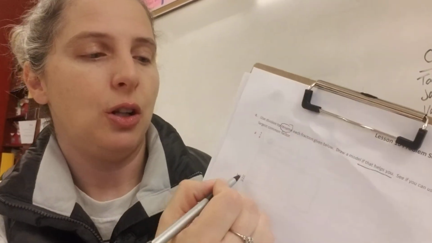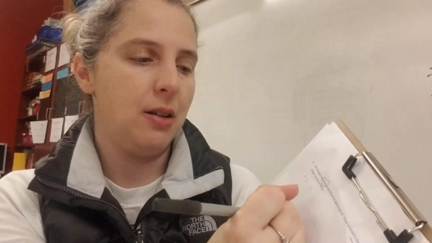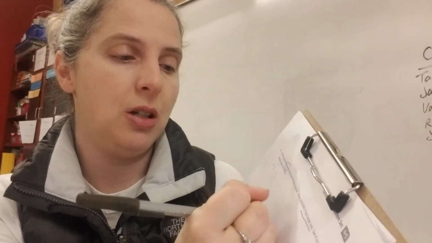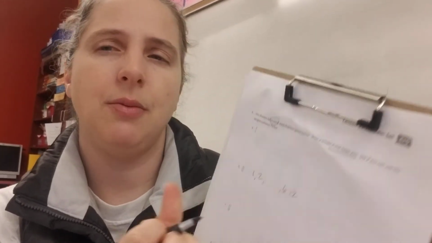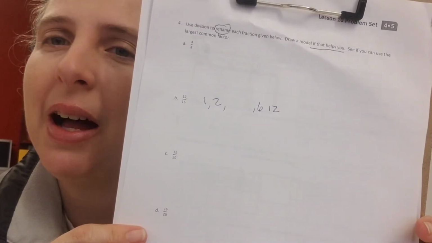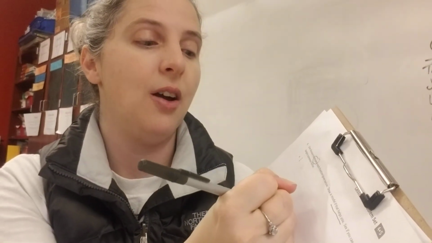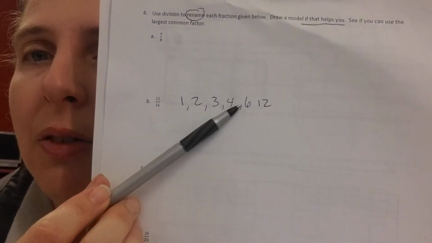Okay, so look at letter B, 12. What are the factors of that? 1 and 12. You already know that, so write them down. Okay, what else? It's an even number, so 2 and 6. What else? Pause it if you're not sure to think about it, and then I'll tell you. 3 goes in. How many times? 3 times 4. Those are all factors of 12.